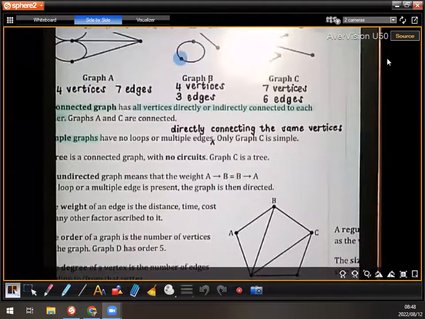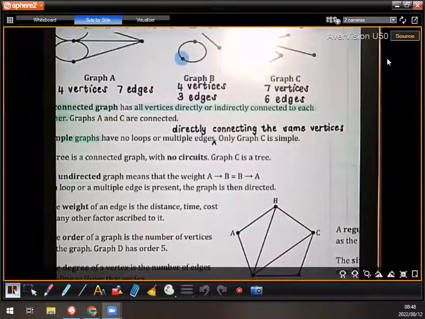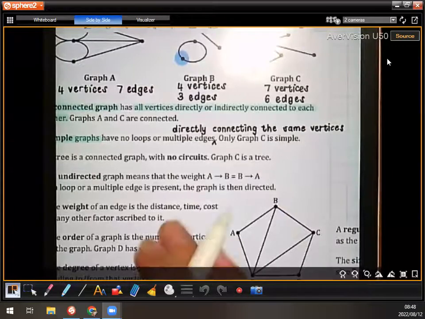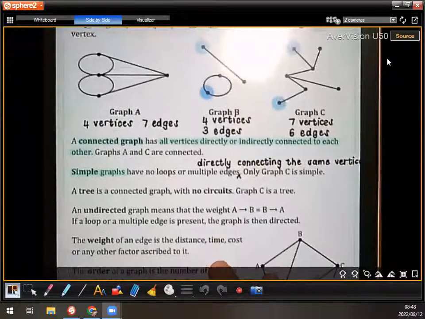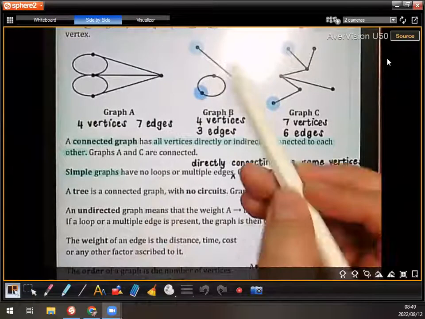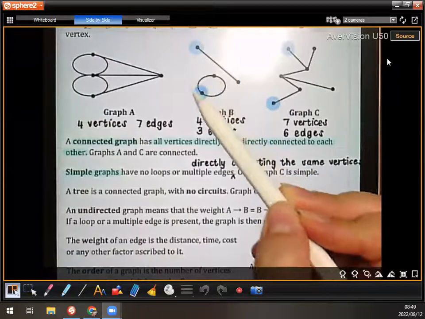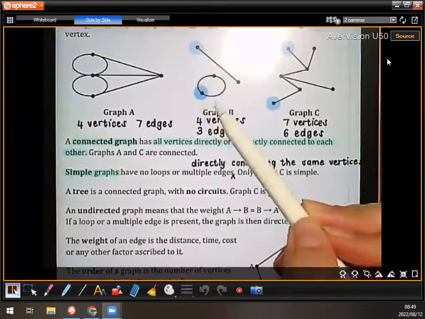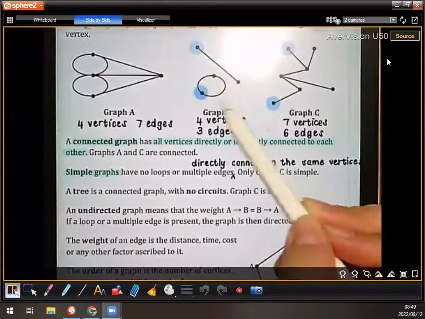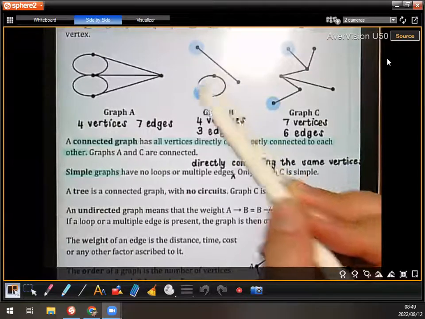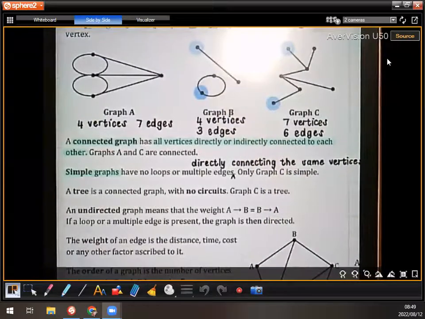So simple graphs have no loops or multiple edges that are directly connecting the same vertices. I'll explain now what that means. So guys, if we are looking at graph A and B, even if we just look at graph B quickly, do we see that in graph B, in the case of this kind of circular shape that we have down here, there are two edges connecting these two vertices. All right. So we will say that these two are multiple edges directly connecting the two vertices.